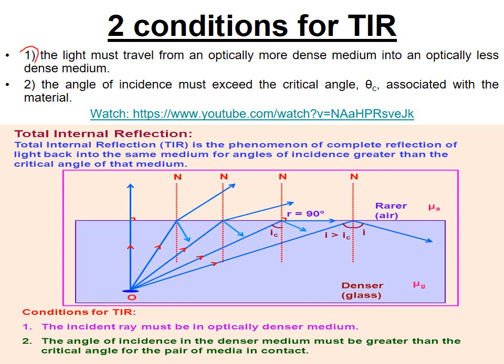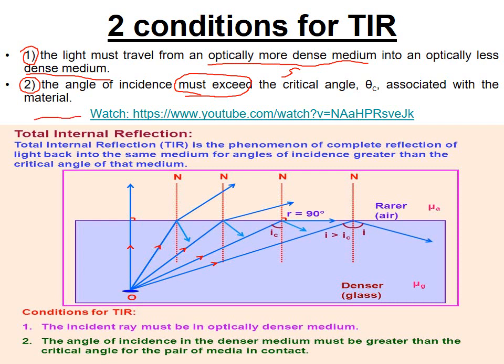We can see the two conditions that are required for total internal reflection to occur. Light has to go from an optically more dense medium, so a slow medium, to a less optically dense medium, a fast medium in other words, so the refracted ray can move away from the normal, and the angle of incidence must exceed the critical angle. If you say it must equal the critical angle, then you're wrong. It's not total internal reflection because there's still refraction occurring.